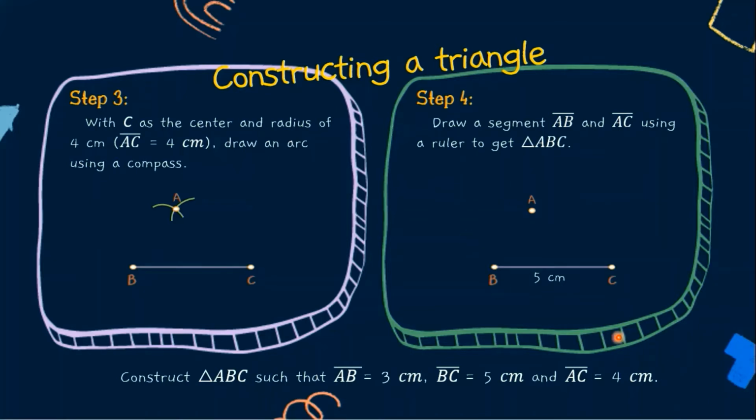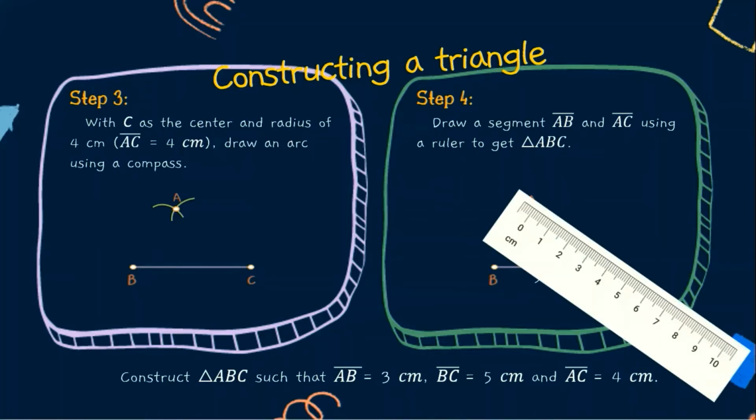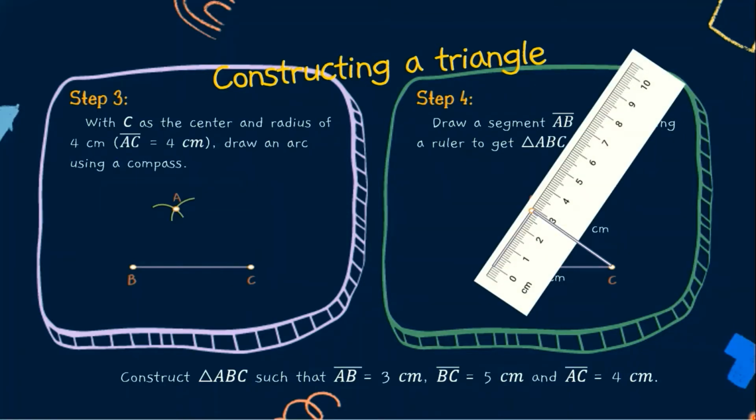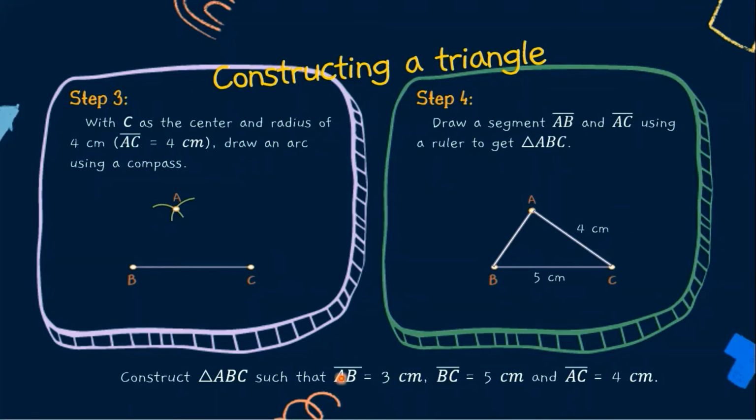Ito yung ating last construction for step 3. Gawa tayo ng ruler. I-connect muna natin yung points A and C. AC, ang sukat niya dapat ay 4 cm. So, mag-drawing tayo ng 4 cm na line dito, connecting A and C together. Ang sukat ng ating AC ay 4 cm. Let's then connect points A and B together. Kuha ulit tayo ng ruler. Ang sukat dapat ay 3 cm. Dahil ang sukat ng ating segment AB ay 3 cm. Ito na yung ating triangle ABC following this measurement for its sides.